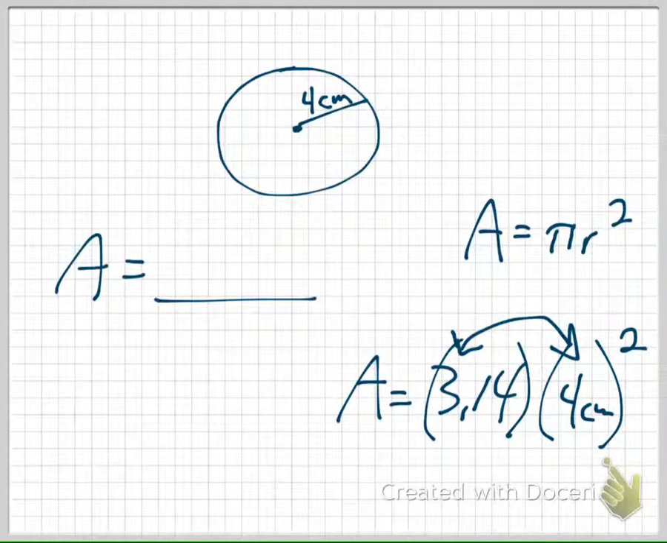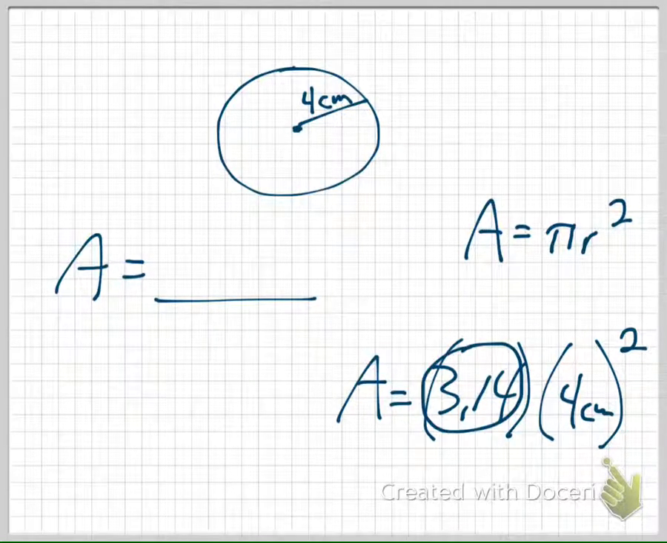Parentheses first, okay? Is there anything inside the parentheses that I can do here? Is there anything to be done when it's just 4 centimeters? No. So there's nothing to do inside the parentheses. What's the next thing we do? Exponents, right? Do you see any exponents here? I do. So I have to do the exponent. What is 4 squared?